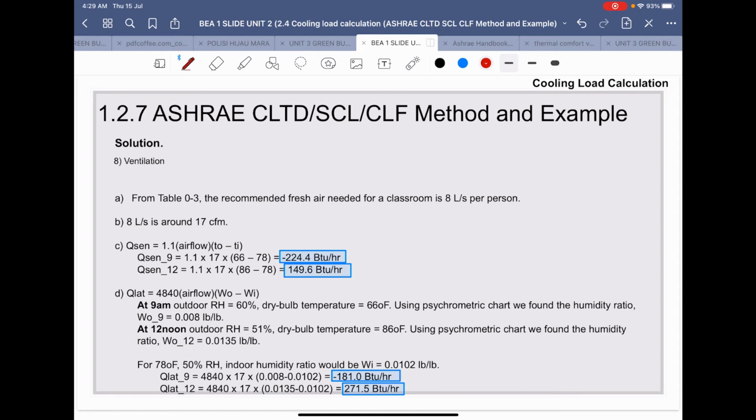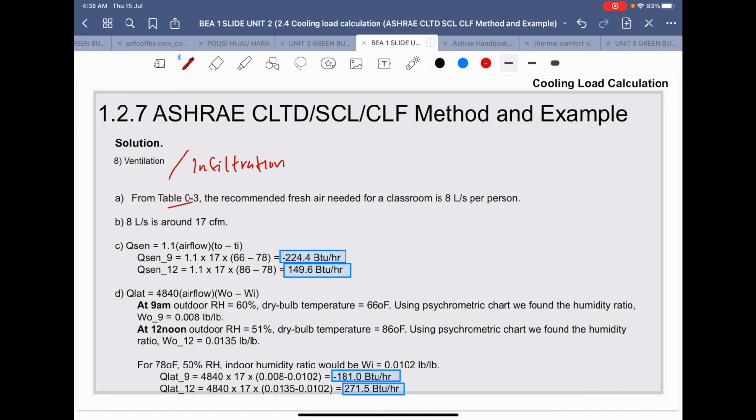As we know, in the air conditioned space, we assume that there will still be ventilation or infiltration. Infiltration will occur. Let's say there is a small gap opening on the doors or the windows. There will still be infiltration of air coming inside.